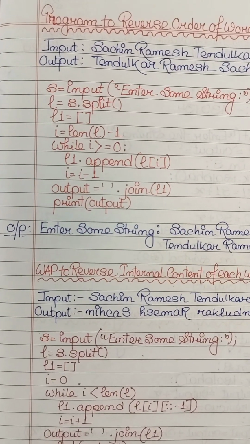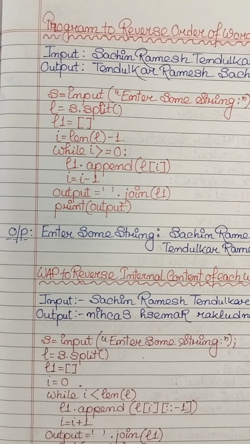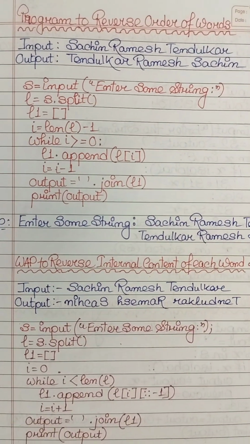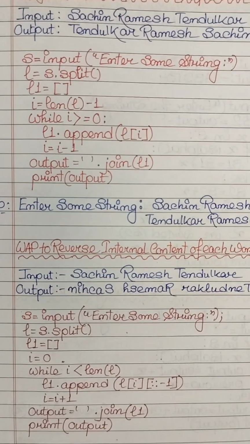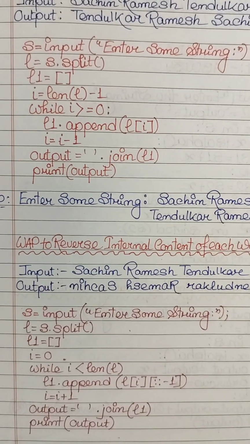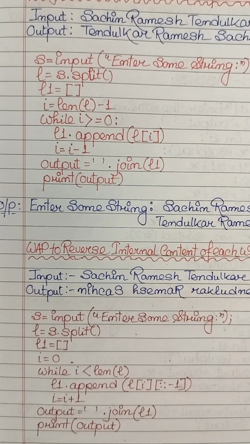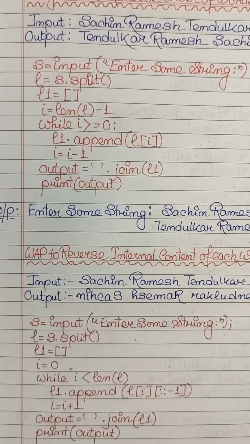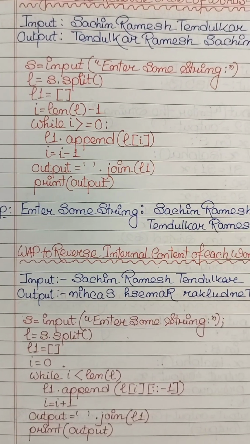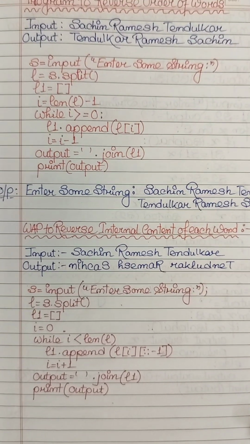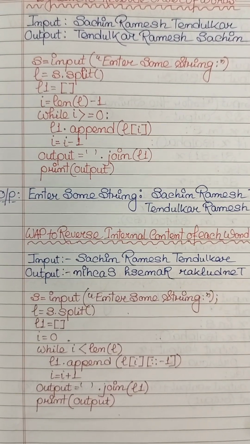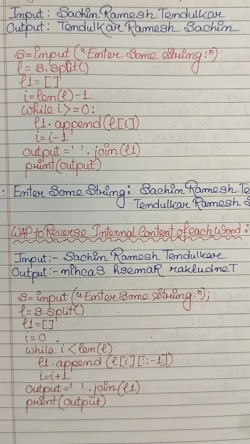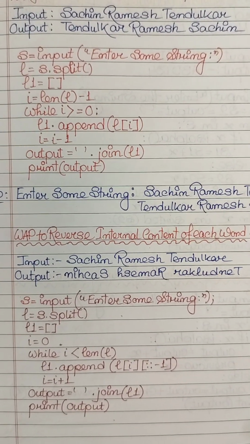That means it will append the strings from the string we have entered. i is equal to i minus 1, and output is equal to a single inverted comma dot join L1. At last we have to print the output, because it will print in the reverse order. Reverse order means from the back side.